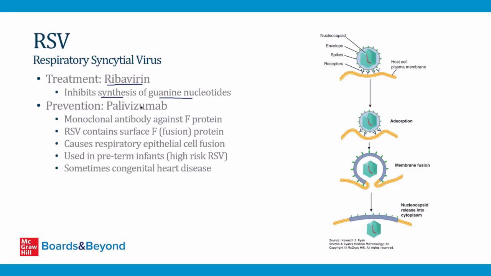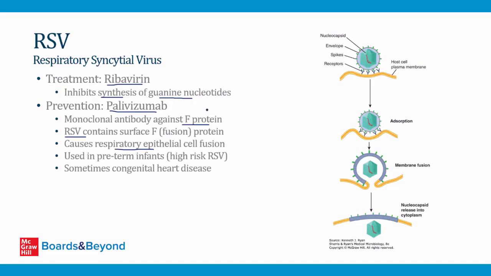And then there's a monoclonal antibody that can be used for prevention in children who are at high risk. That drug is called palivizumab. It's a monoclonal antibody against the F protein. So the F protein is something synthesized by RSV viral particles, and it allows them to fuse with respiratory epithelial cells and get inside the cell.